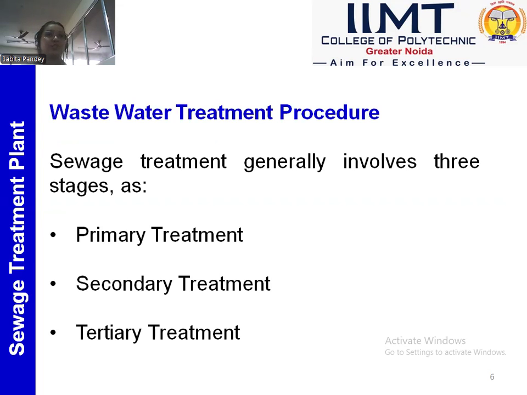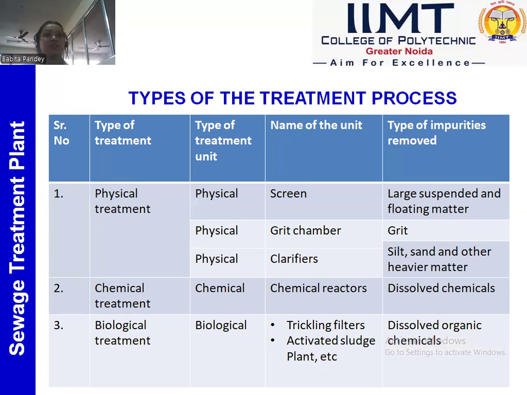Now coming to the wastewater treatment process. What is the sewage treatment process and what is the wastewater treatment process? As I told earlier, here we will deal with the STP, the sewage treatment plant, and it happens in three stages, or we can say three pillars: primary, secondary, and tertiary. By this chart, you can easily see what type of treatment there is, what the treatment unit is, the name of the unit, and the types of impurities removed.